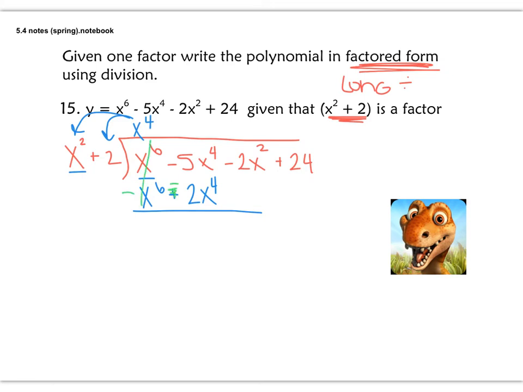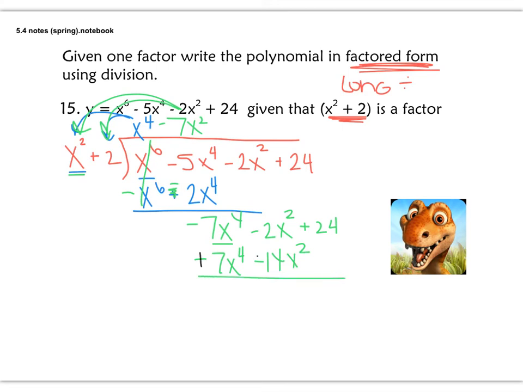So that will cancel. That's going to give me -7x to the 4th. Bring down everything else, and the process starts over. What do you multiply x squared by to get -7x to the 4th? Well, I would need a -7x squared. So we distribute, and we get negative 7x to the fourth. Distribute here gives me negative 14x squared.